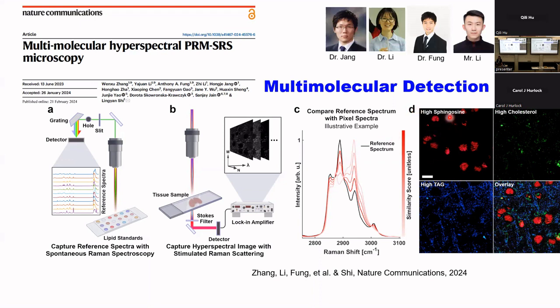Here we defined, so the red color pixels you detect from a human brain image are identified as high score sphingolipids pixels. So they have very, very high matching score for sphingolipids. High cholesterol is in the green color channel, and the blue color channel has higher triglycerides. If you merge them together, it's a label-free detection of different subtypes of fat molecule. So these are from the human brain tissue.